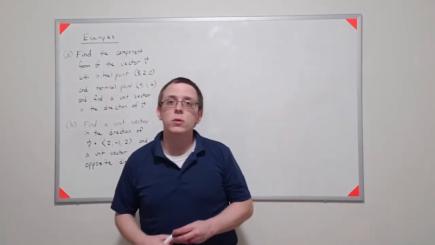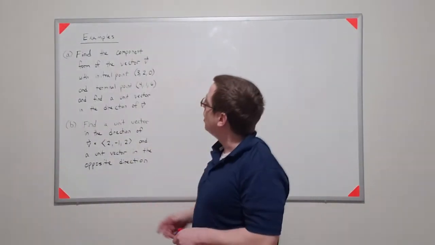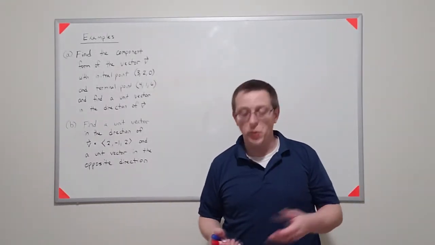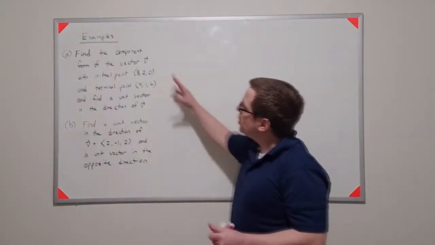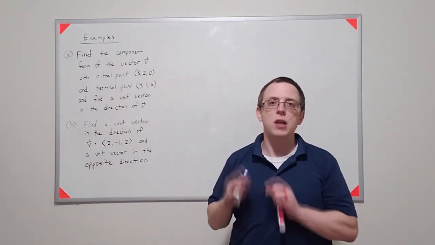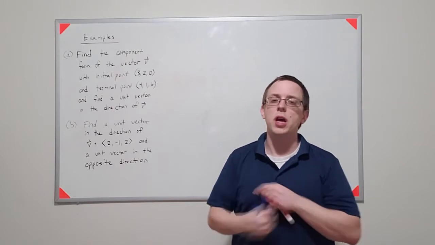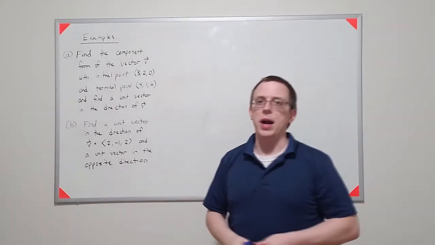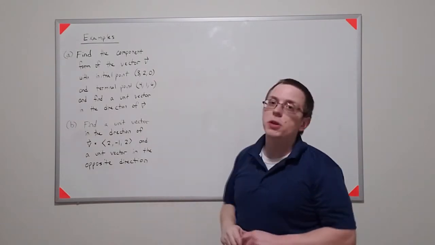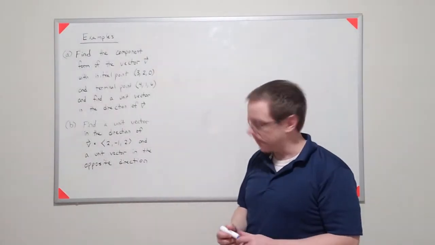All right, so for these problems, we have two here, and we want to talk a little bit about getting unit vectors in 3 dimensions. So in the first one, we want to find the component form of these. So remember, that's not the one with the I, J, and K vectors. That's the one with the brackets there. So it has initial point (3, 2, 0) and terminal point (4, 1, 6).